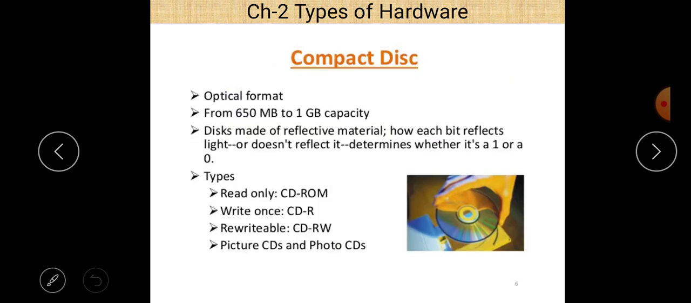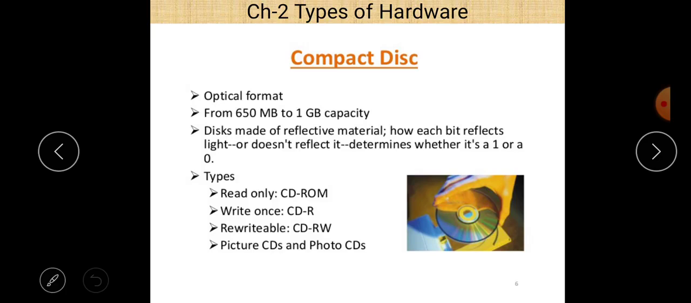Our next topic is compact disk. Compact disk is found in optical format, and as far as size is concerned, the size ranges from 650 MB up to 1 GB, and the disk is made of a reflective material. Whether each bit reflects light or doesn't reflect it determines whether it is a 1 or a 0. And the types are CD-ROM, CDR, read-writable CDRW, picture CD, and photo CDs. These are the different types of CDs.